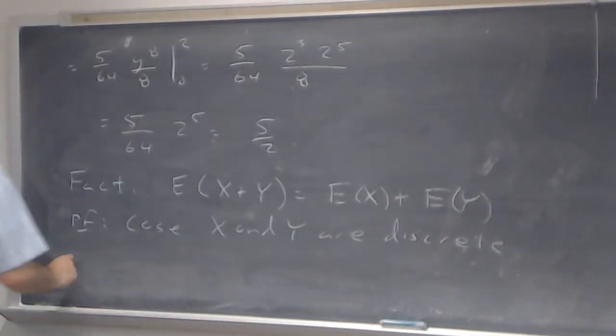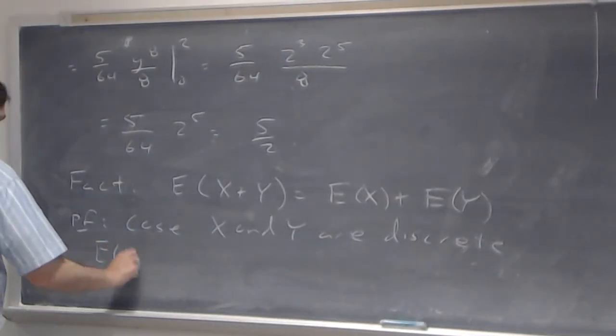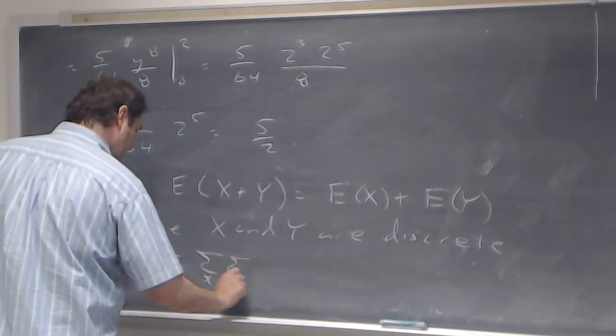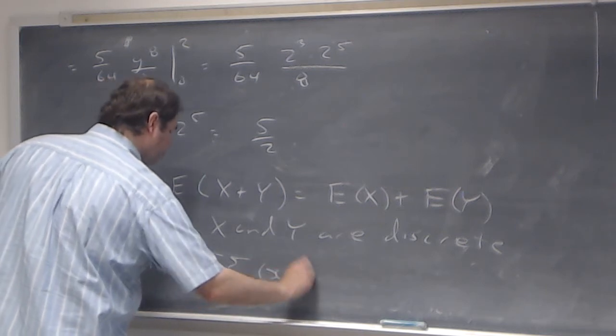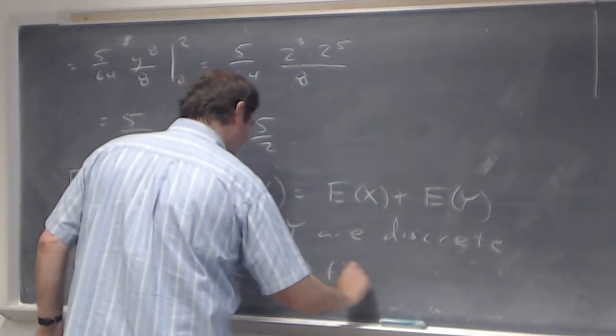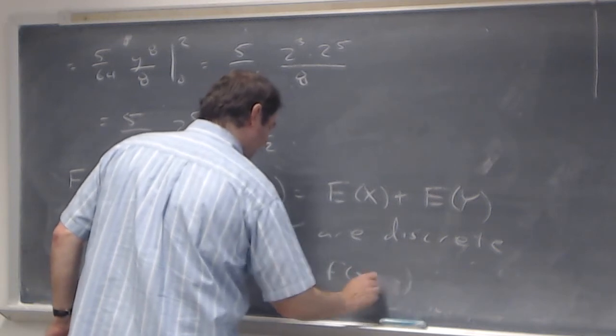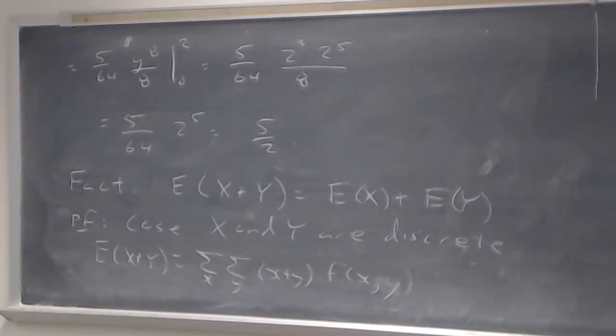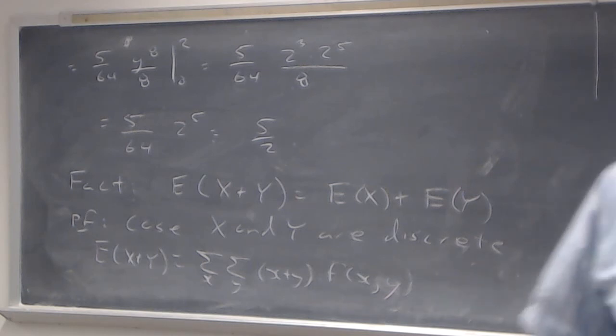And so the expected value of x plus y is equal to the sum over all x values, sum over all y values of x plus y, times f of x comma y. And what we're going to do is distribute that function f of x comma y first, and then break it up into two different sums, two different double sums.